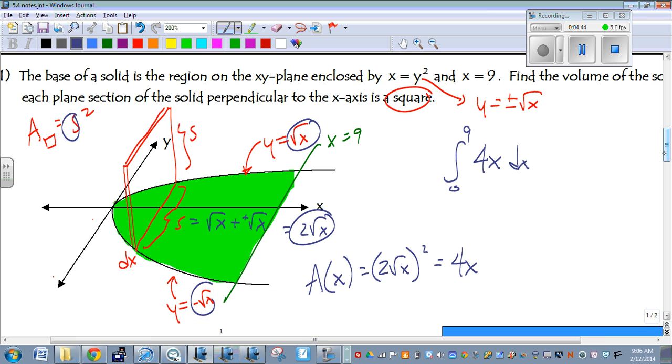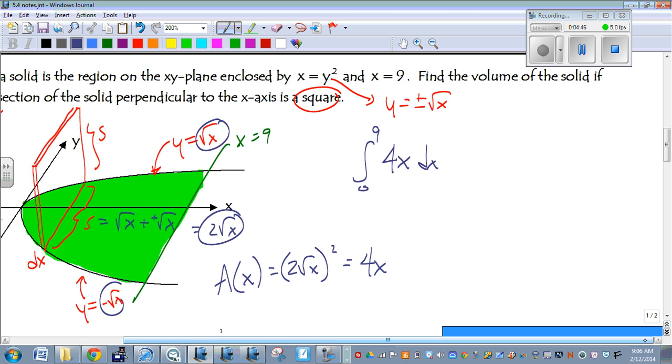Now, we haven't done one of these by hand for a while, so let's do this one. It's pretty simple. Remember, do the antiderivative. We're adding 1 to the exponent, and then dividing by that new exponent, so we get 2x squared. And we're evaluating from 0 to 9. So we get 2 times 9 squared minus 2 times 0 squared, or 162.